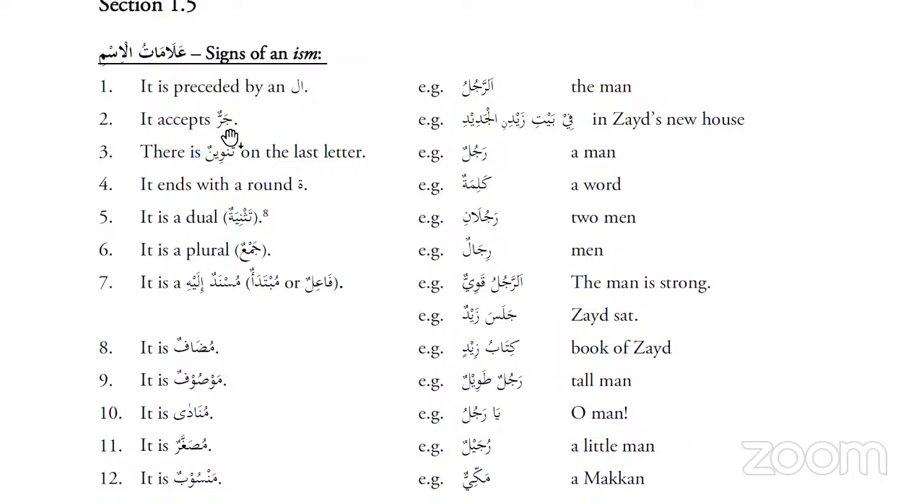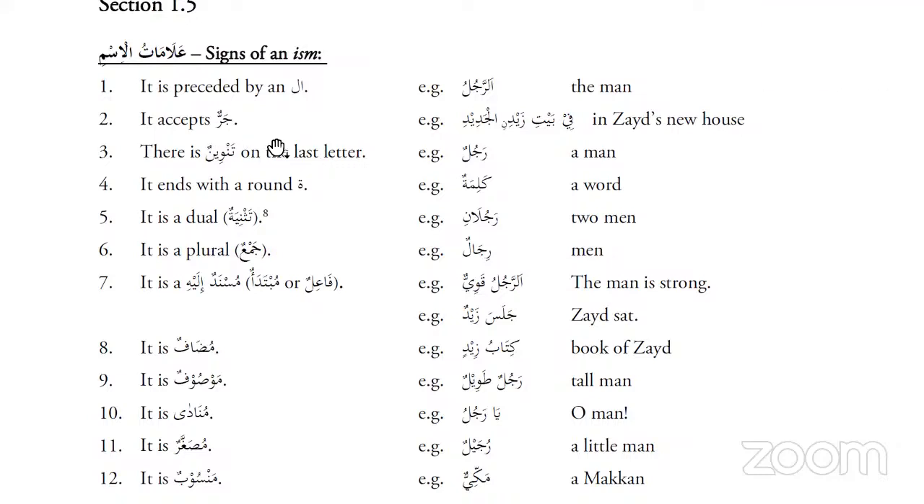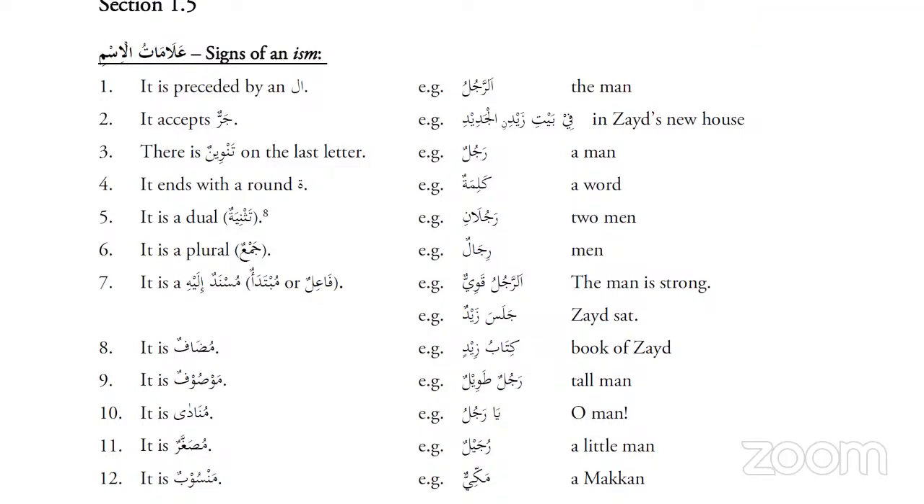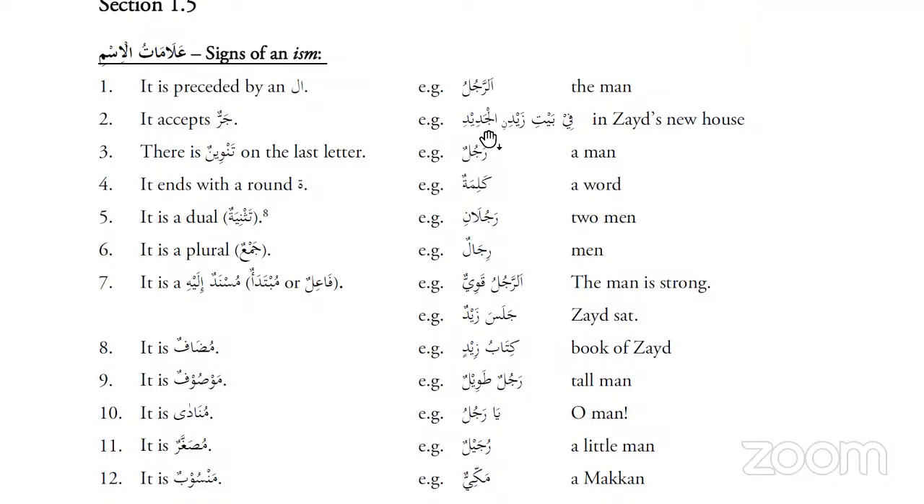Number two, it accepts jarr. Let me explain jarr with an example. Jarr means that the word itself at the end takes either a kasra or a kasra tanween. This is a basic understanding I'm giving you. Kasra or kasra tanween at the end. For example, fi bayti zaydinil jadidi.